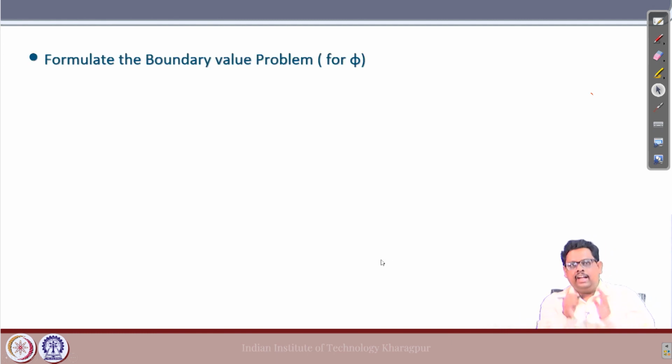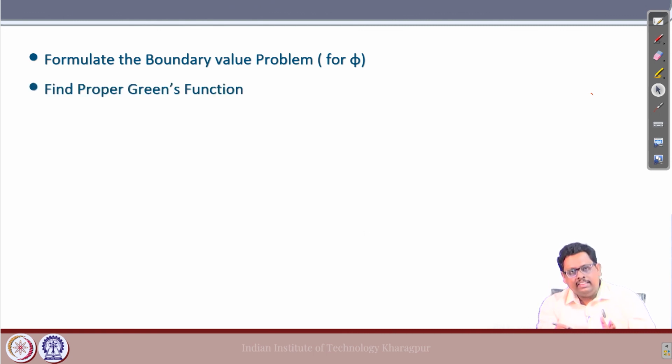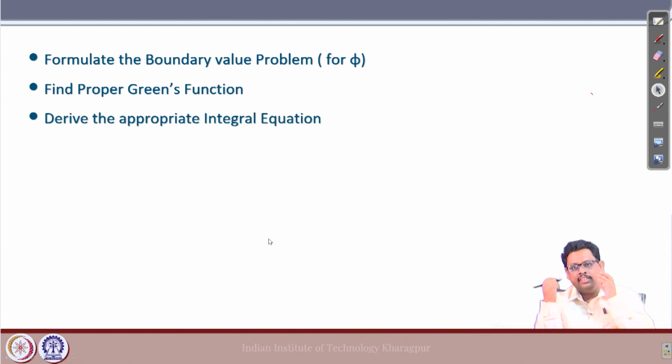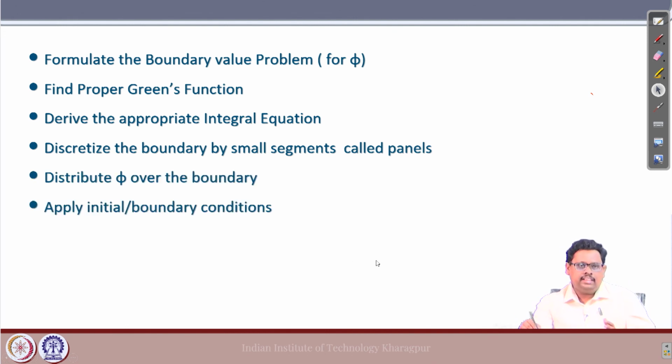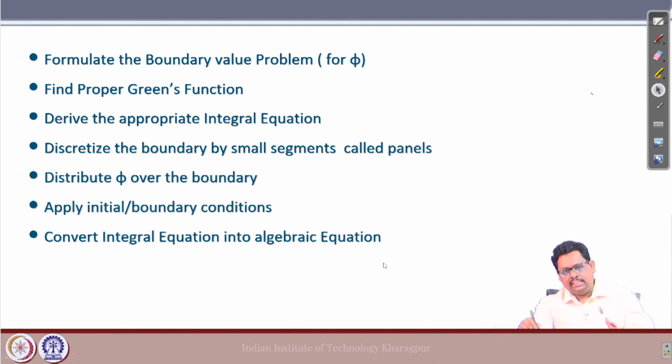So, the idea is to formulate the boundary value problem for phi, and then we find the proper Green's function. Remember this, because we are going to discuss the same thing again next class. Now, these things again need some discussion that we are going to do when we solve a practical problem. In the next class we are trying to solve a problem for an infinite domain radiation problem. At that time one by one we are going to discuss all these things. Okay. Thank you.